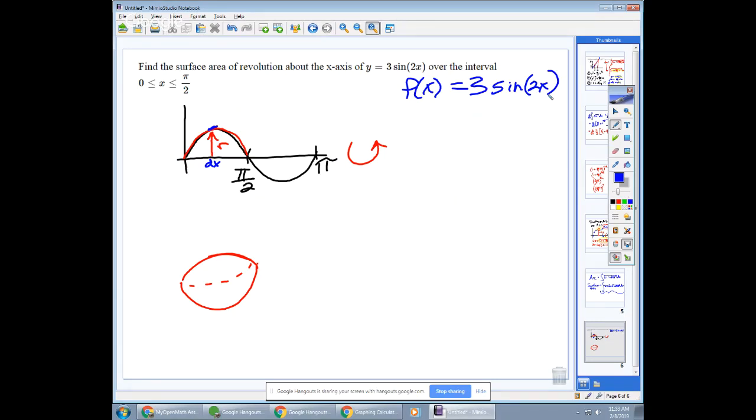All right, we need f prime in our work here. So f prime of x: the derivative of sine is cosine, and the chain rule says multiply by 2. 6 cosine of 2x.